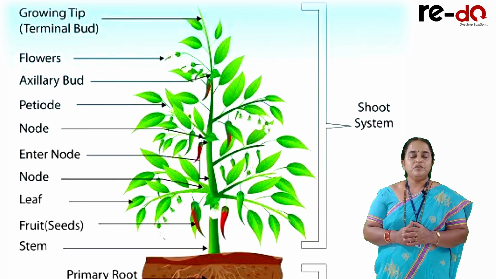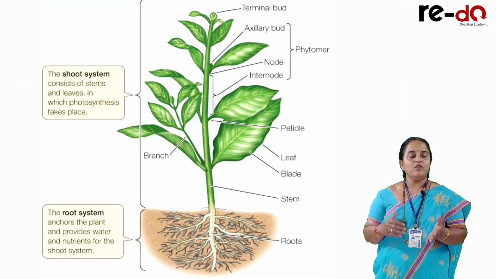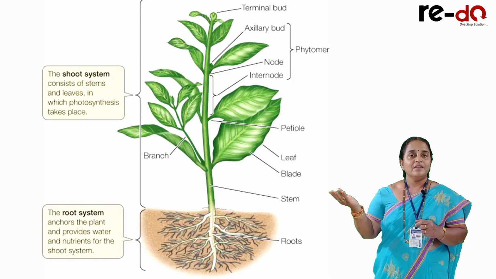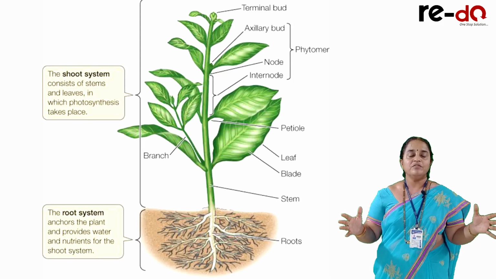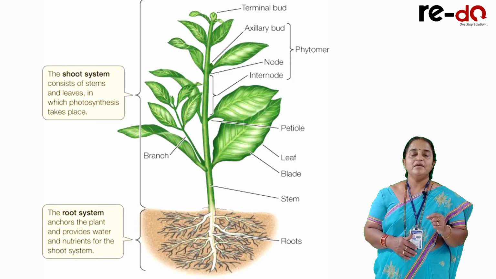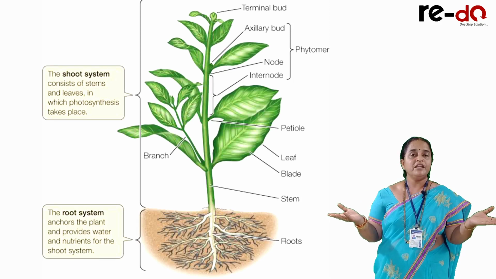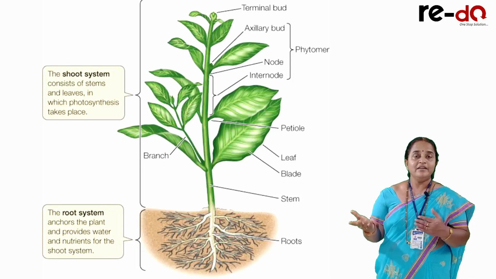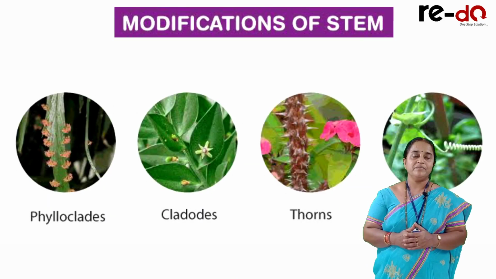The main function of the shoot system is to conduct the absorbed soil water along with the mineral salts towards the leaves, and the food prepared after photosynthesis has to be translocated in descending order to different parts of the plant body. So the main function of the stem or shoot is conduction, and supporting the leaves which are preparing food during photosynthesis. Apart from this, when the shoot performs other functions according to need, we call them modifications. So let us study modifications in the shoot system.